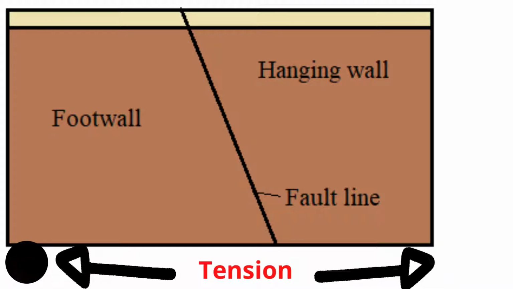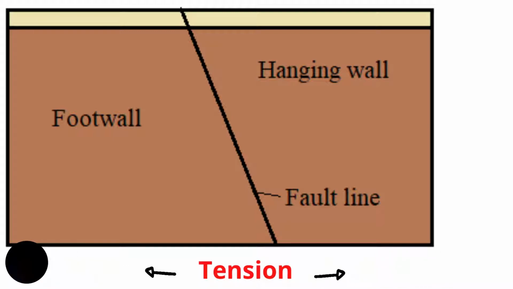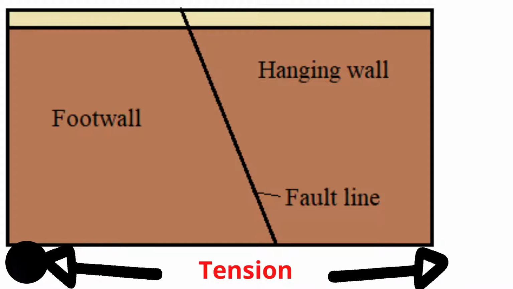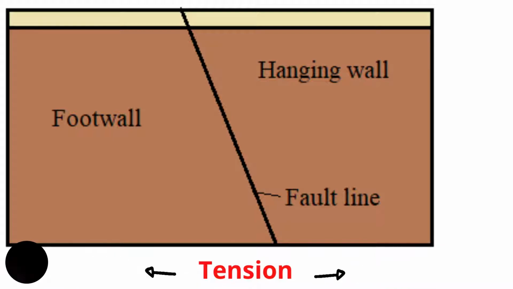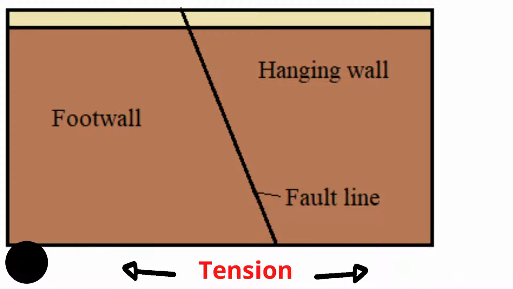So let us say that we have an area of land where there is a fault, but the fault is slanted. And remember, as long as the fault is slanted, it is going to create footwall and hanging wall. If the force of tension should impact that area of land, remember, tension is a stretching force.